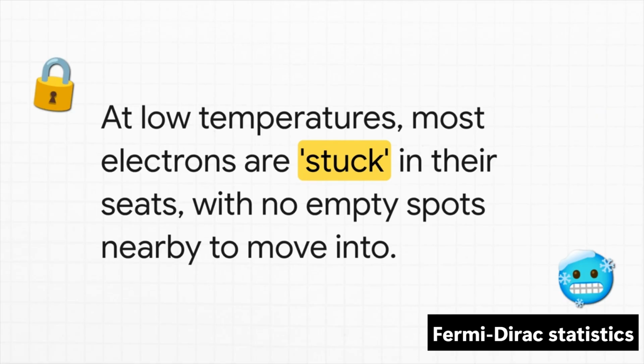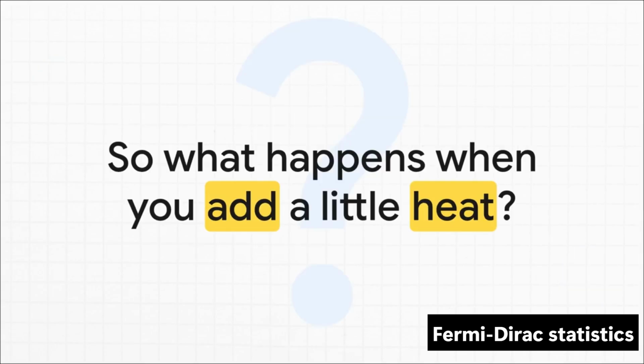Now here's the crucial point. Think about an electron deep down inside that sea. All the seats immediately around it, above it, below it, they're already taken by other electrons. It has literally nowhere to go. It is effectively locked in place, pinned down by that strict Pauli exclusion principle. All right, so if they're all stuck in their seats, what happens when we try to give them some energy? Like when we heat up the metal?